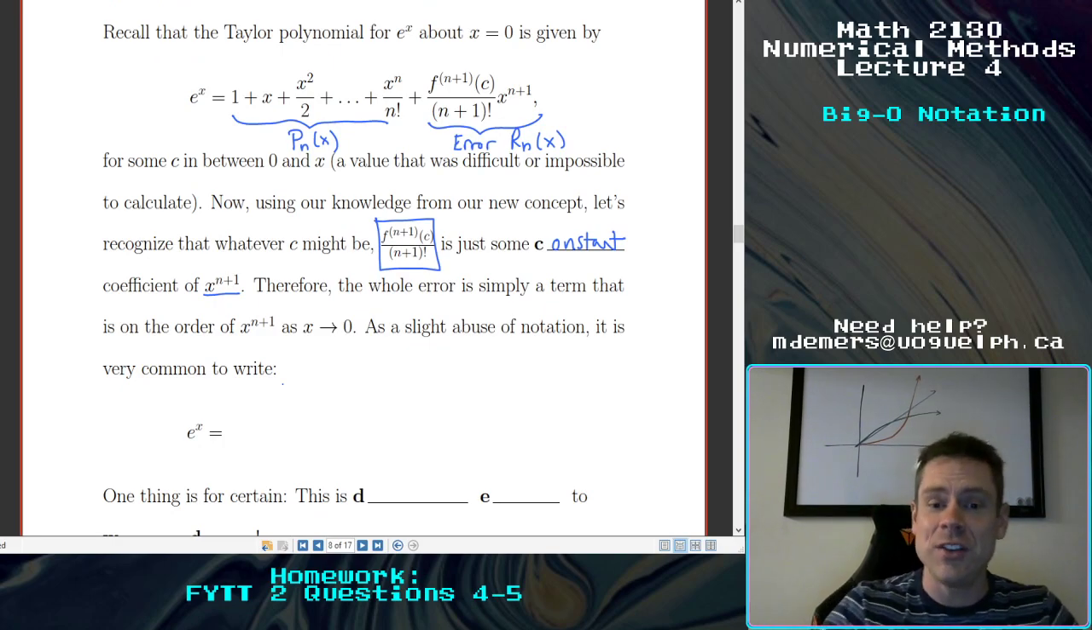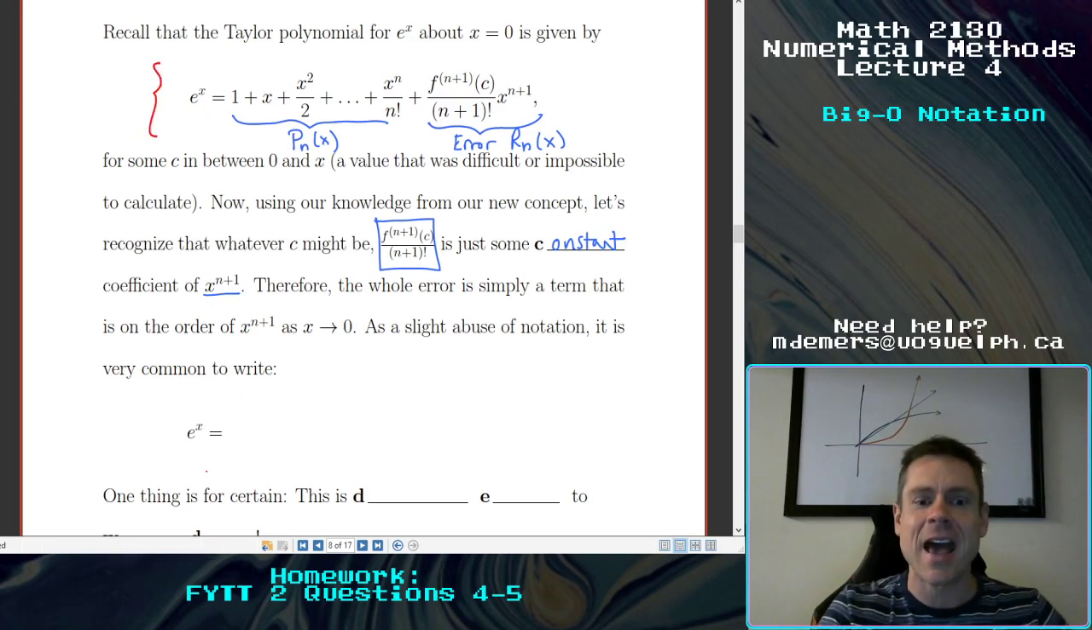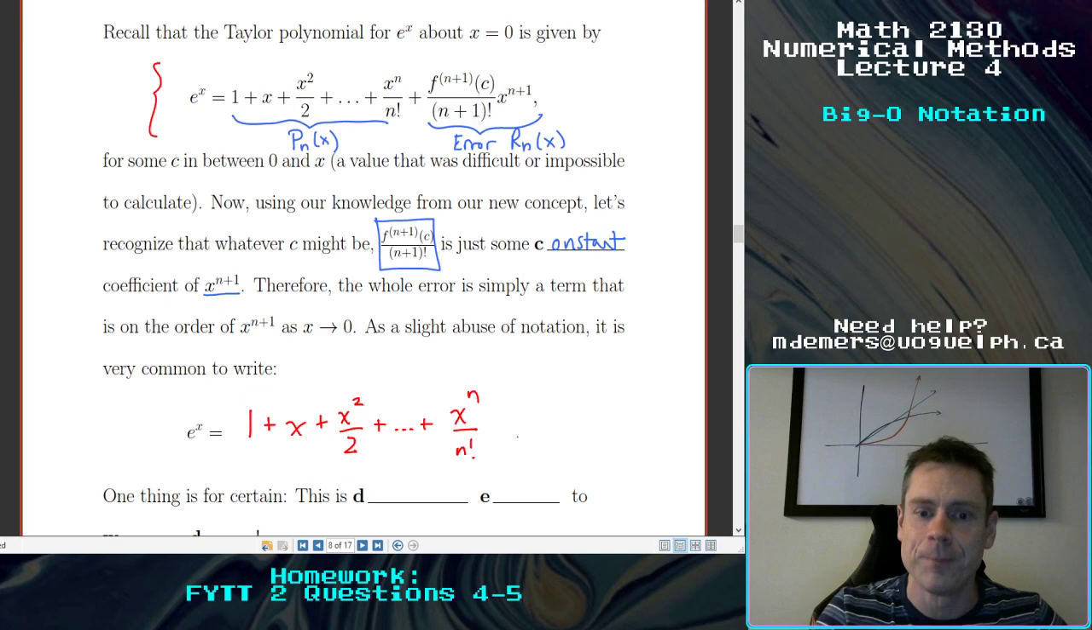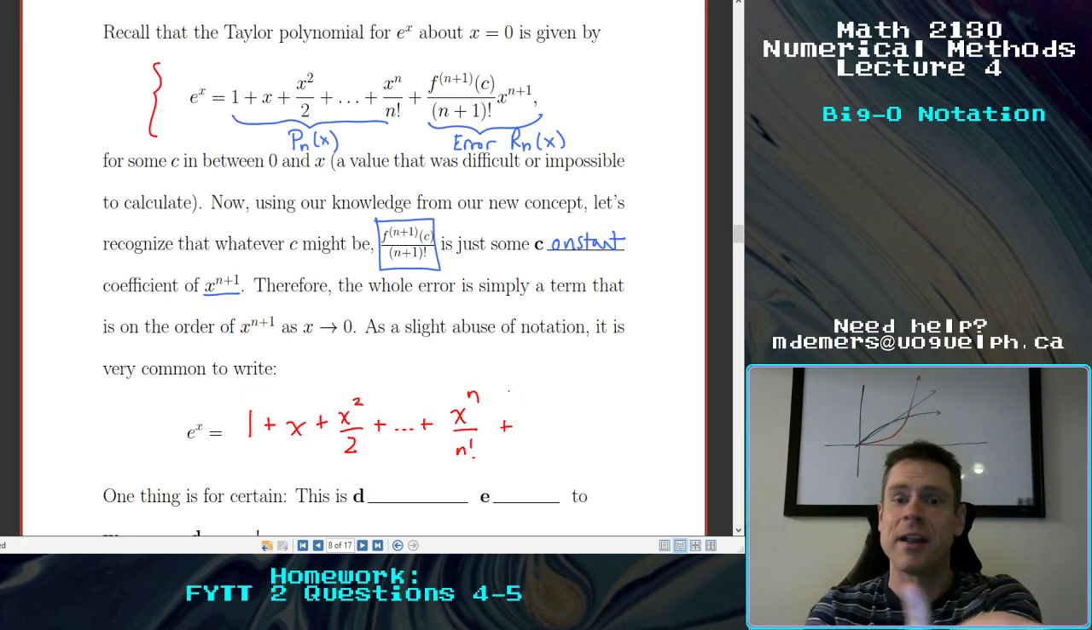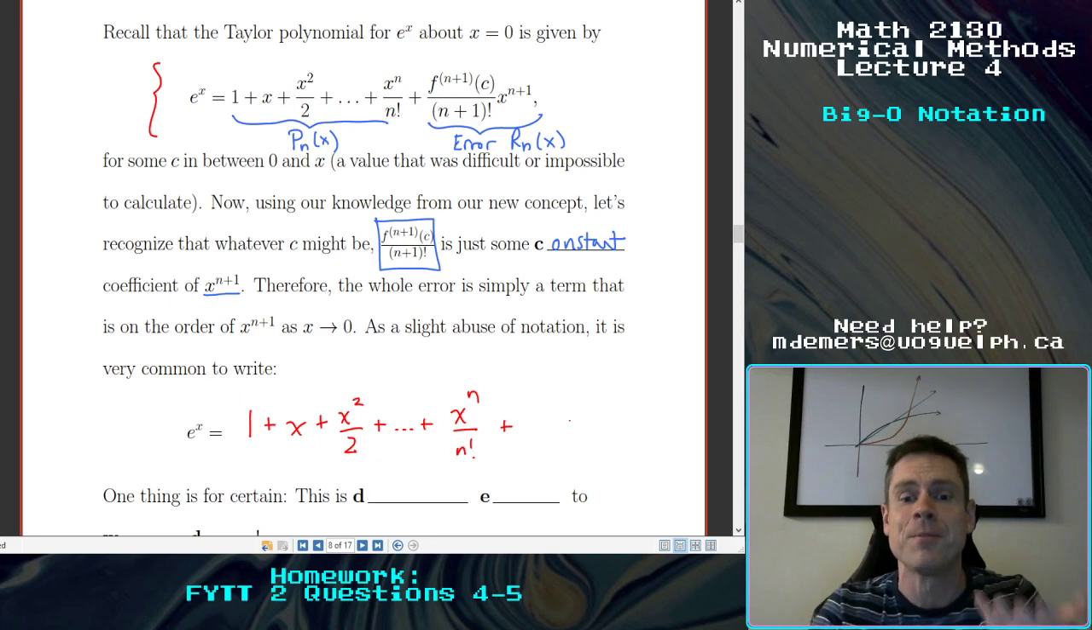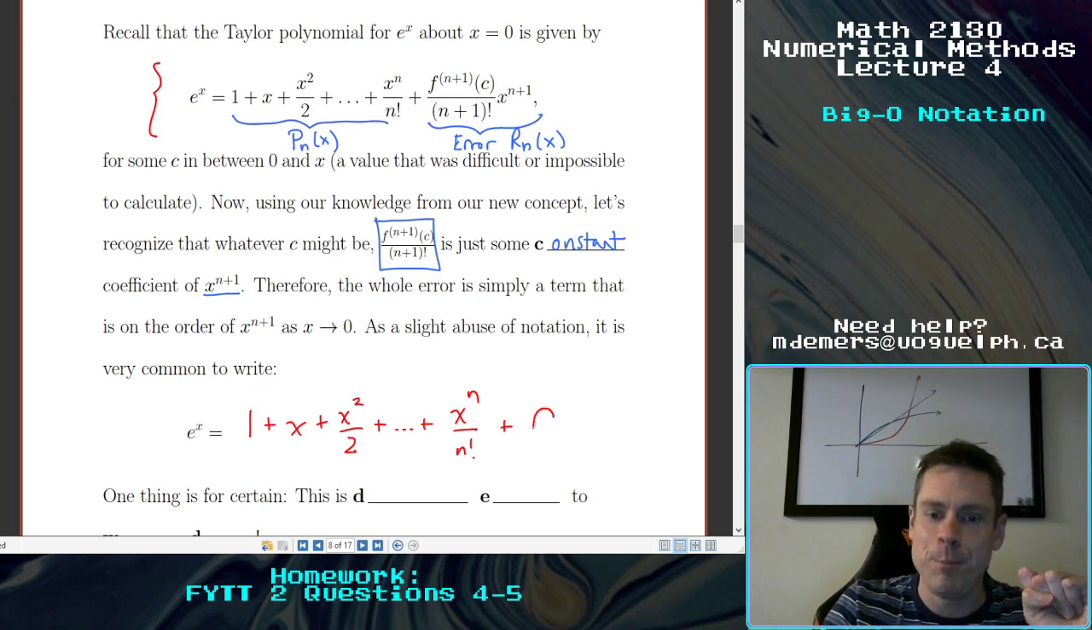So what we can actually do is take this Taylorization of e to the x, and instead write this: 1 plus x squared over 2 plus dot dot dot plus x to the n over n factorial. And then rather than remember what this error is, and I still want you to know what it is, and I still want you to understand where it comes from, we can just write big O of x to the n plus 1.